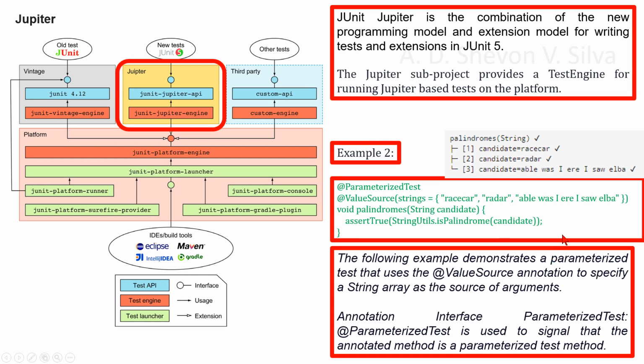Parameterized tests make it possible to run a test multiple times with different arguments. They are declared just like a regular @Test method, but use the @ParameterizedTest annotation instead. In addition, you must declare at least one source that will provide the arguments for each invocation, and then consume the arguments in the test method.